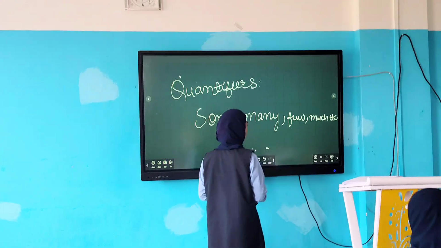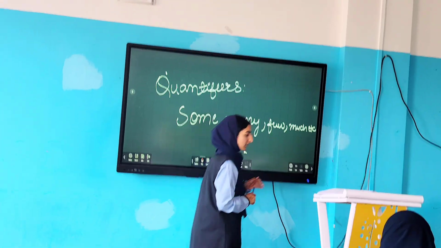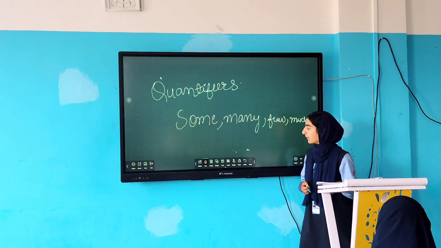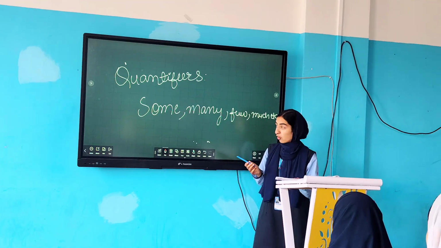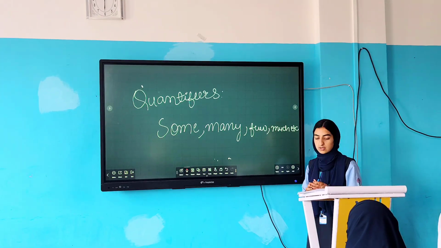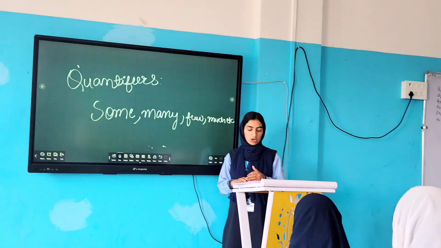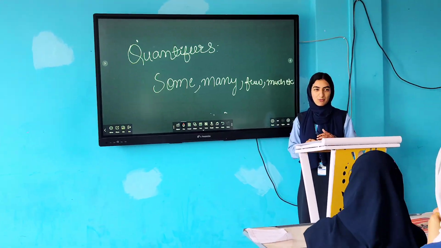These are some types of common quantifiers which are used before the noun. Example: many students are present. Some students there. All boys are present. There are many types of quantifiers like quantifiers for countable nouns, quantifiers for uncountable nouns, and quantifiers for both countable and uncountable nouns.